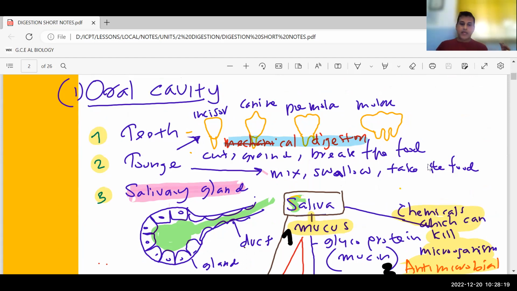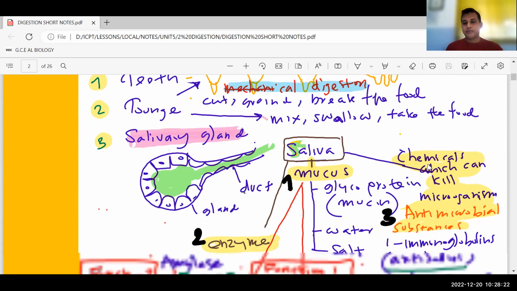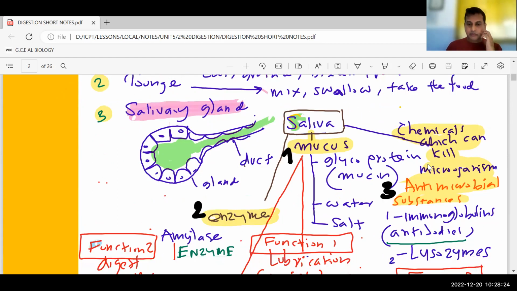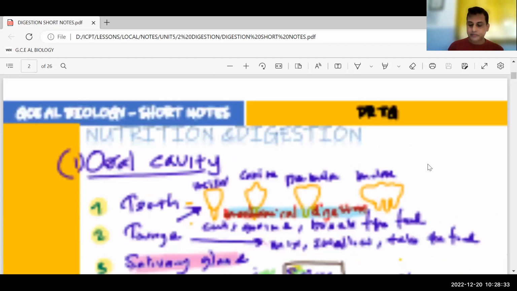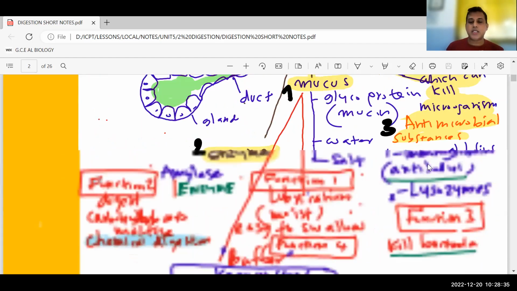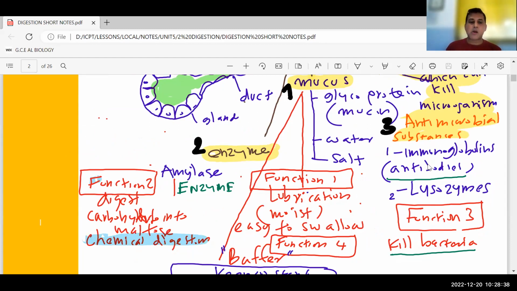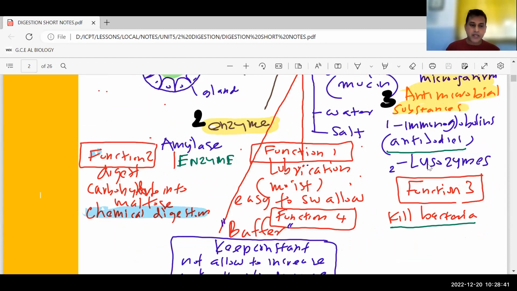The oral cavity has the salivary gland which secretes saliva, and saliva has several functions. Function number one, lubricate. It adds moisture to the food from the mucus, and it has amylase enzyme, which can digest carbohydrate. And then antimicrobial substances like lysozyme and immunoglobulins can fight with microorganisms and some kind of harmful toxins which can come with the food or other sources.